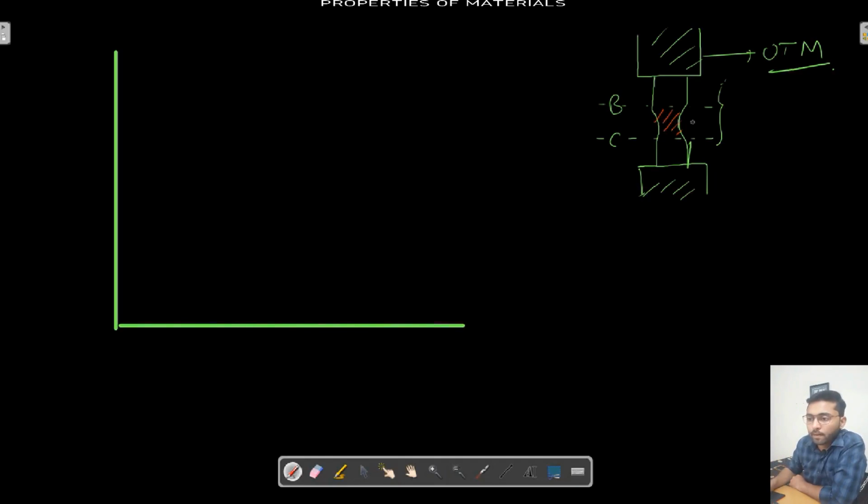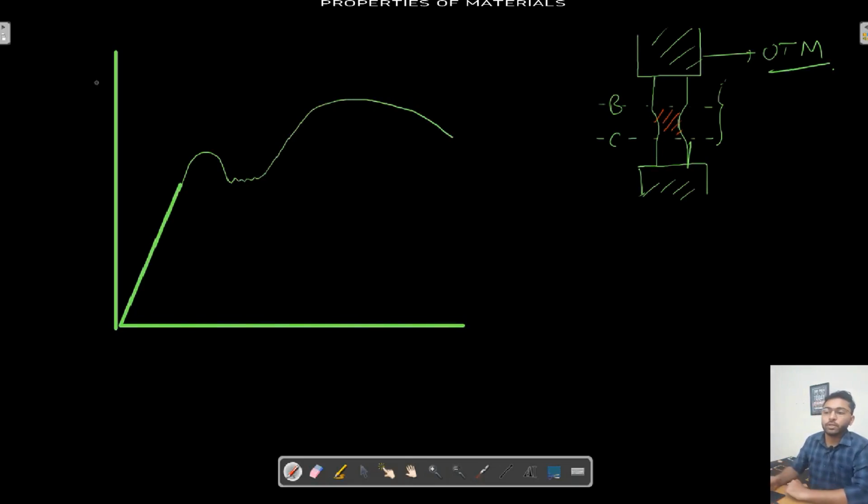Okay, so let us start the discussion of this stress strain diagram. Basically, it somewhat goes like this. Alright, so that's how we observe a stress strain diagram, in which this axis resembles the stress and this axis resembles the strain.